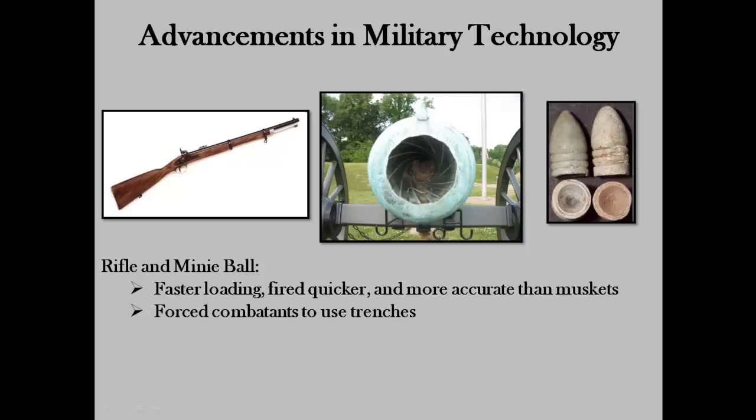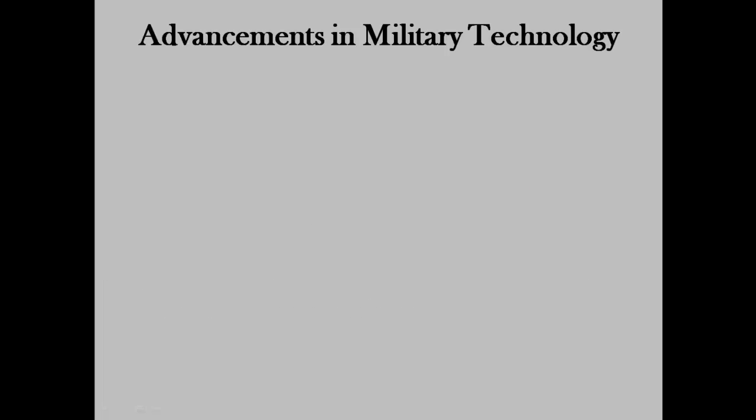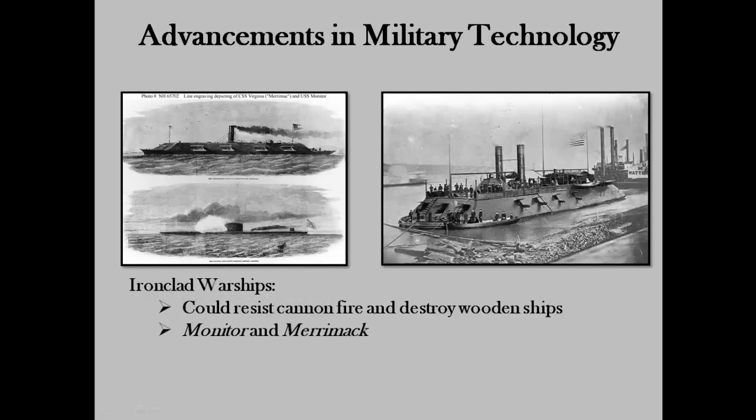More accurate guns, with the aid of mini balls pictured on the right, and cannons will drive soldiers in the Civil War to start digging trenches to avoid the onslaught. We also see ironclad warships like the Monitor and Merrimack that would forever change naval warfare. These ironclad steamships would play a major role for the Union in many of their victories along southern rivers.